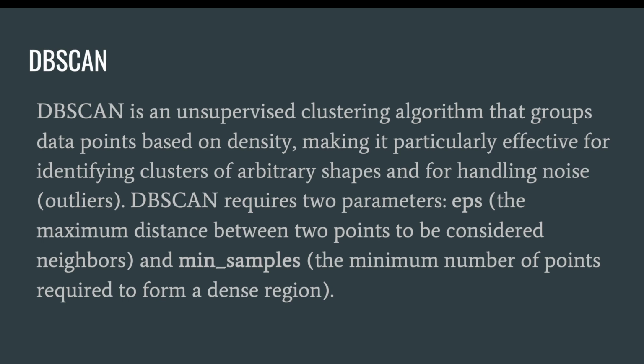Now, DBSCAN requires two parameters. One is the EPS, which is the maximum distance between two points to be considered neighbors, and the other is minimum samples, which is the minimum number of points required to form a dense region. So let's go ahead and implement the code for DBSCAN in Python.